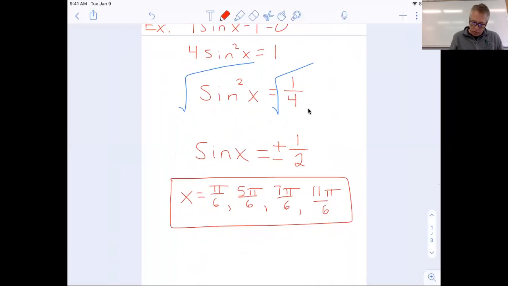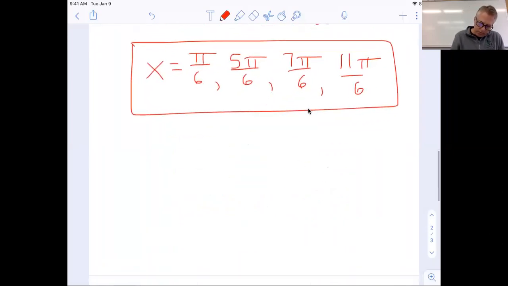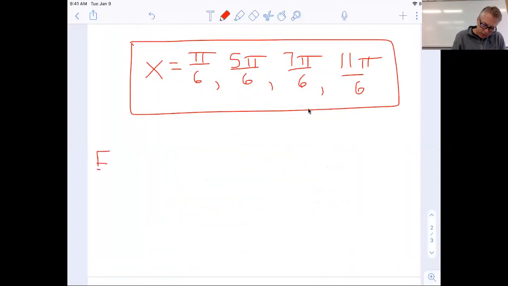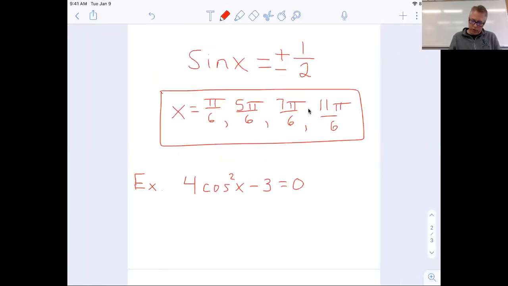Okay, I'm going to do another one that's kind of similar. So let me know if I'm going too fast. I can slow down for you guys. Happy to do so. Let's say we have 4 cosine squared x minus 3 is equal to 0.